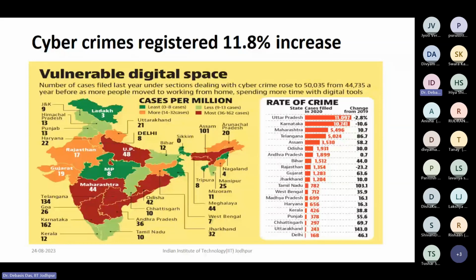If you check this data, old data from last year, just for your understanding, state-wise it is almost increasing day by day. Some states are reducing, but in general cyber crime is increasing. But whether this data is correct or incorrect, this is the question. This data is collected from the cyber crime portal, where anyone can register.